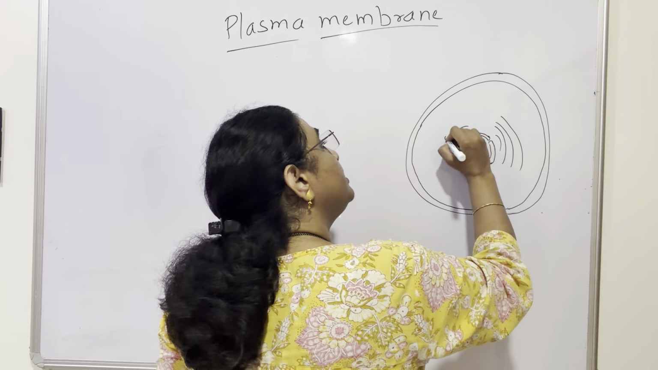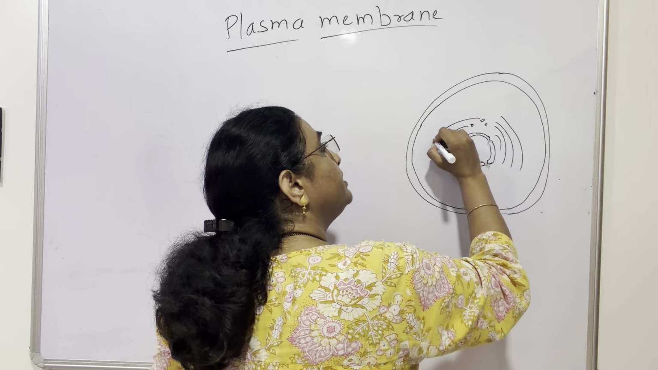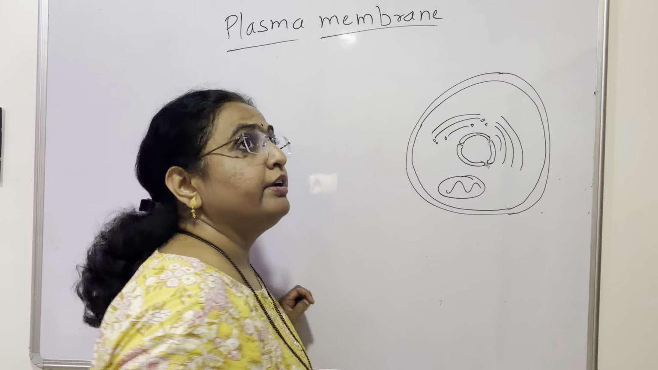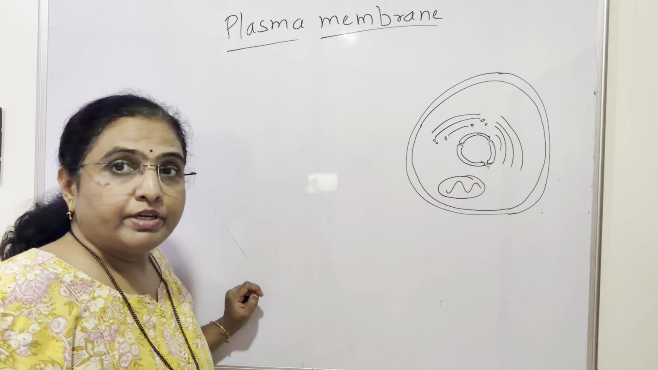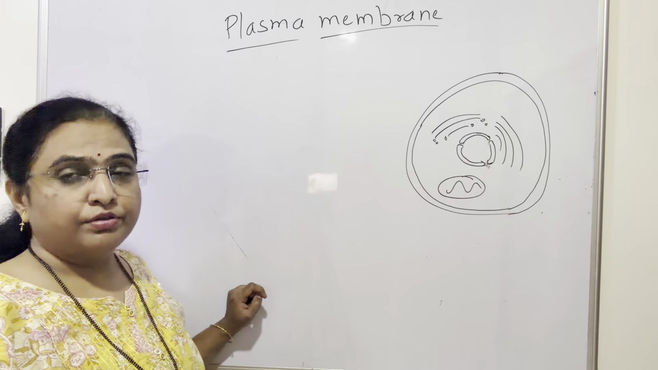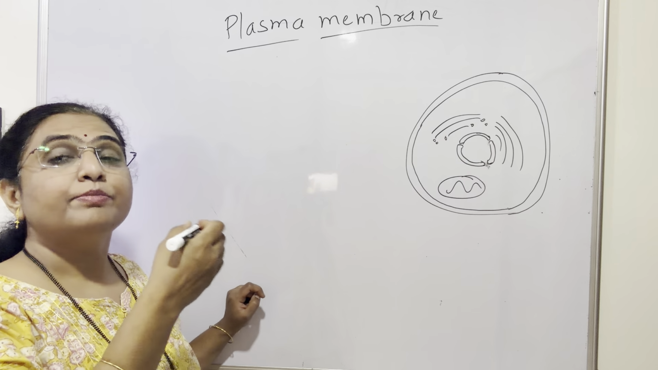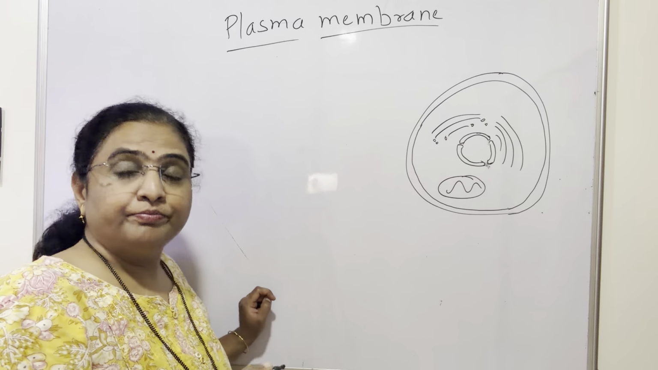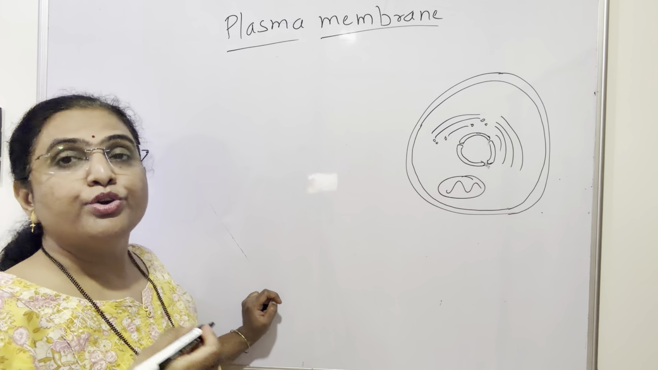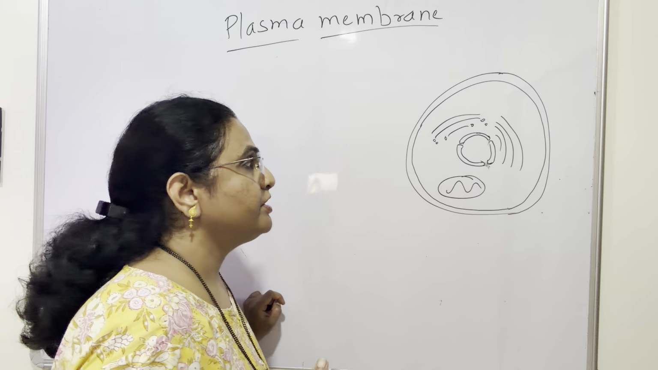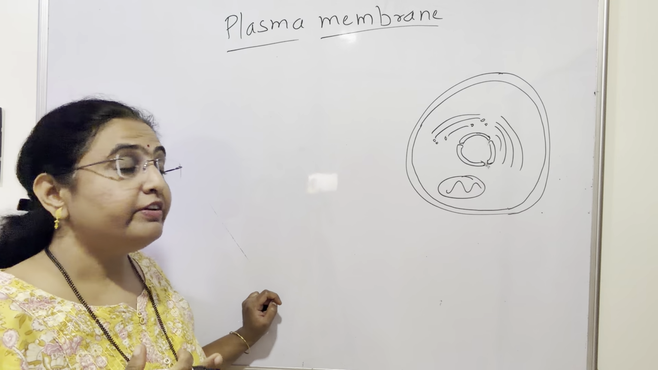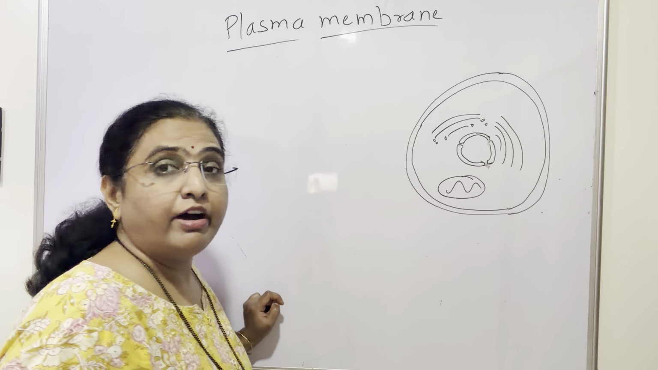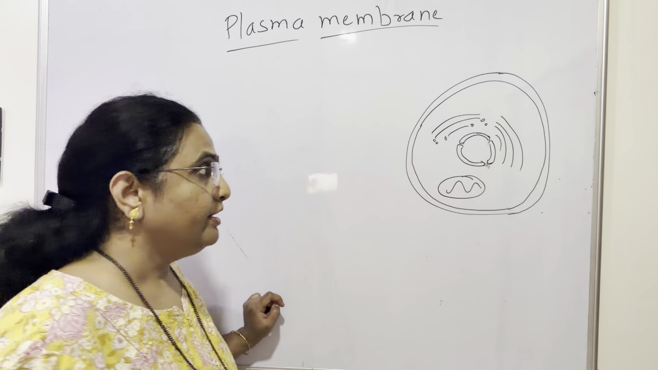Then there are the Golgi bodies. They are present. There is also the presence of the mitochondria. In the mitochondria there is an inner membrane and an outer membrane. So there are a number of membrane-bound organelles, that is, there is a presence of membrane. So the plasma membrane is the outermost covering which separates the interior environment of the cell from the exterior environment.